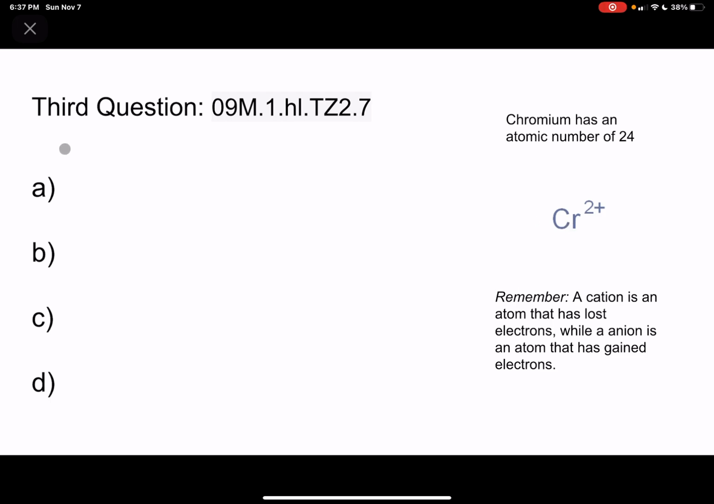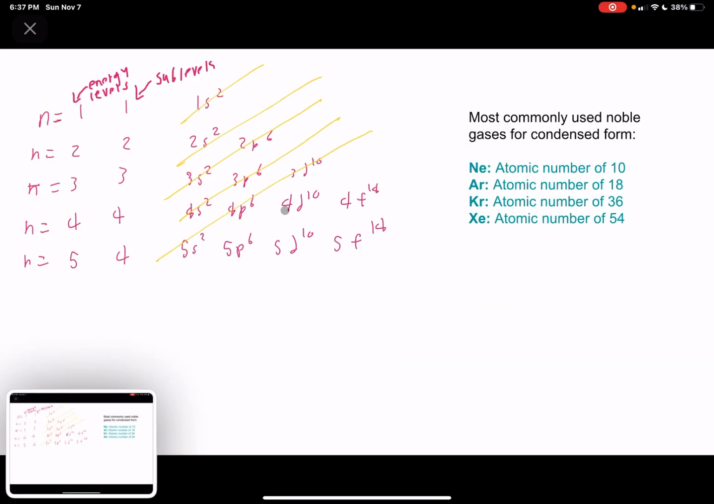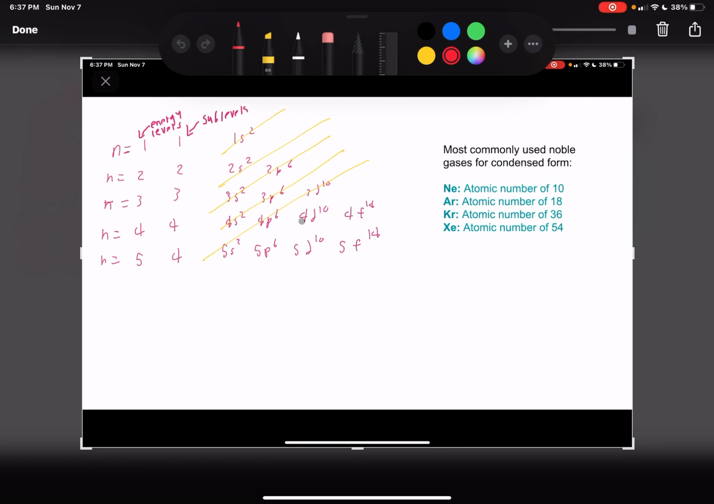So all the multiple choice answers here are written in the condensed form with Ar at the beginning, argon, so you have to solve it using the condensed form. So in order to solve it, we're going to use the electronic configuration diagram. So we know that chromium has 24 electrons usually if it's a neutral atom, and in this case it's positively charged by 2, so it's lost 2 electrons, so it has 22 electrons. So we're going to solve first as if it's a neutral atom, and then we're going to subtract 2 at the end.